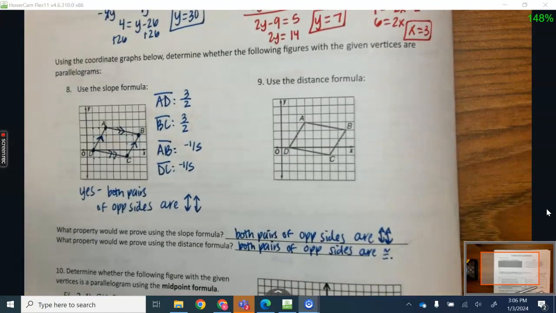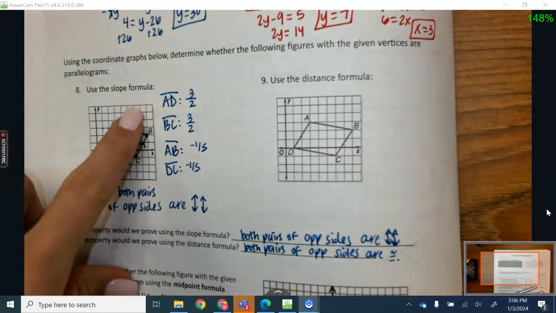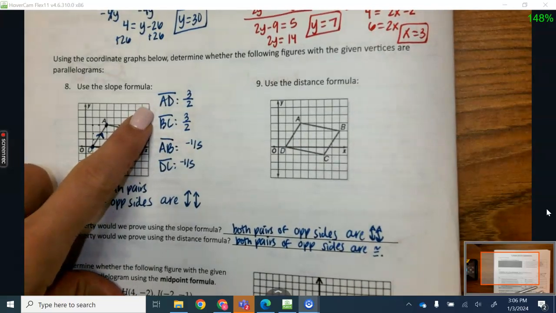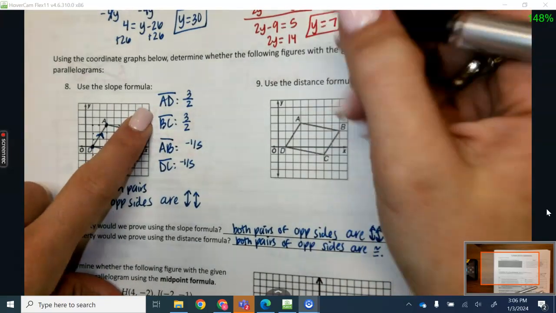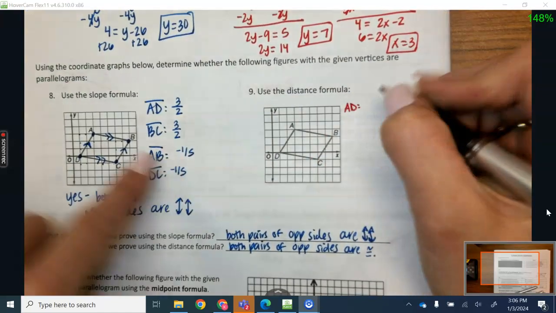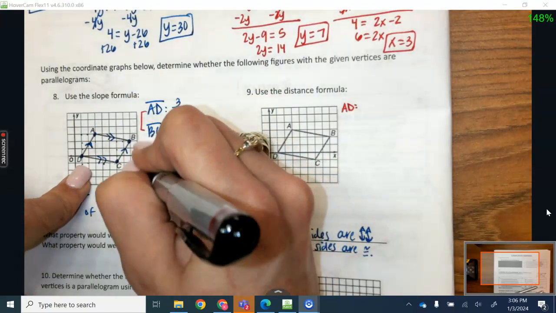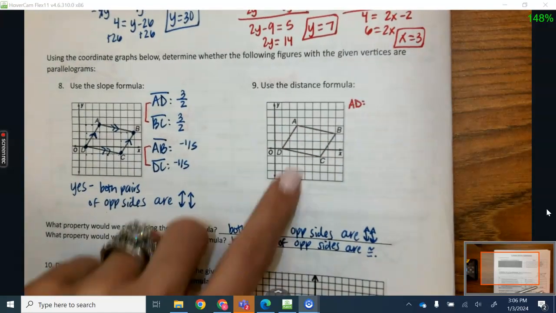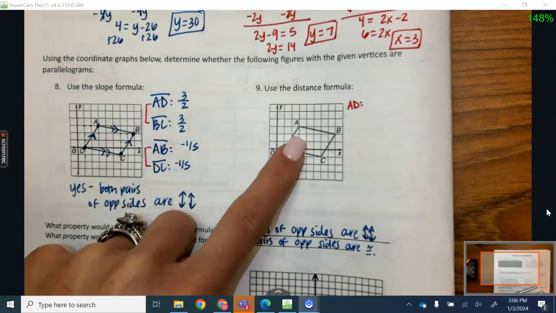Okay, so this one's going to be a little bit of work. We are going to use the distance formula to prove that these two pairs of opposite sides are congruent or not. So let's take AD and BC. Okay, this is my first set. This is my second set, right? It's the same picture.